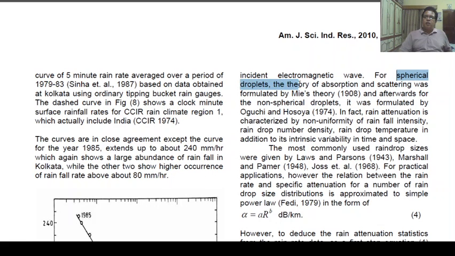For spherical droplets, the theory of absorption and scattering was formulated by Mie, and afterwards for non-spherical droplets by Oguchi and Hosoya. In fact, rain attenuation is characterized by non-uniformity of the rainfall intensity, raindrop number density, and raindrop temperature, in addition to its intrinsic variability in time and space.